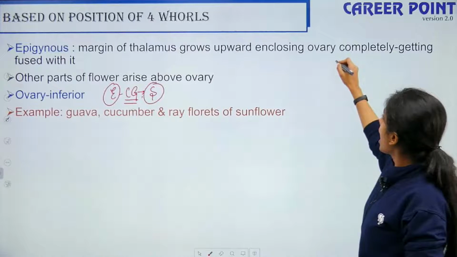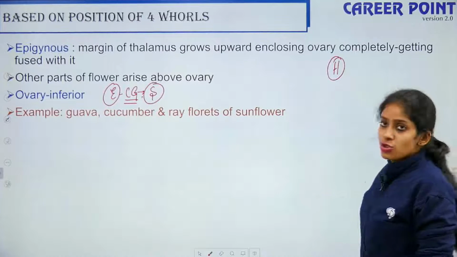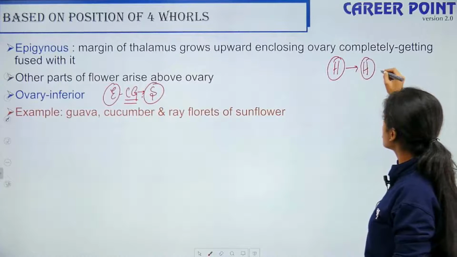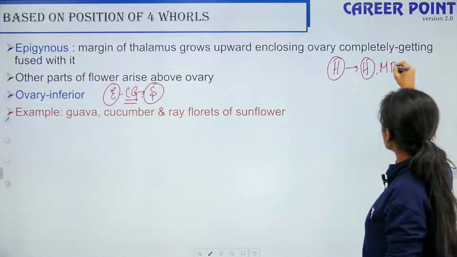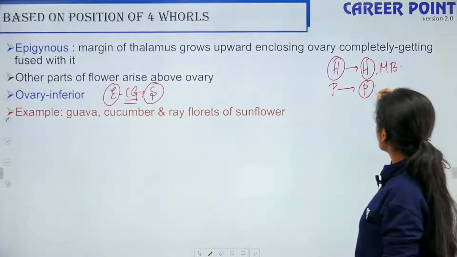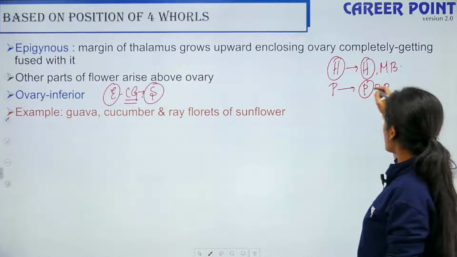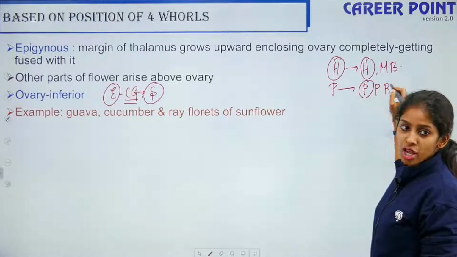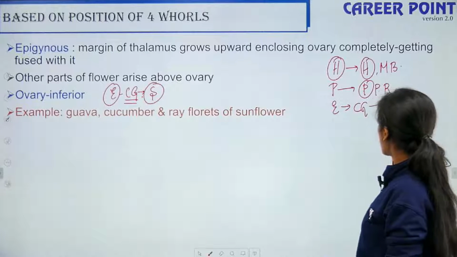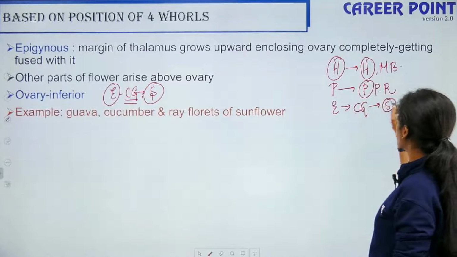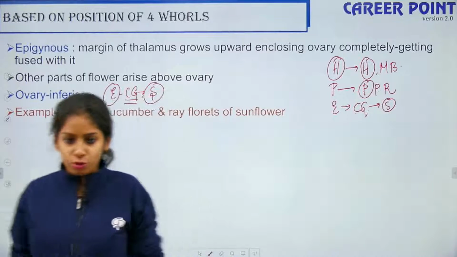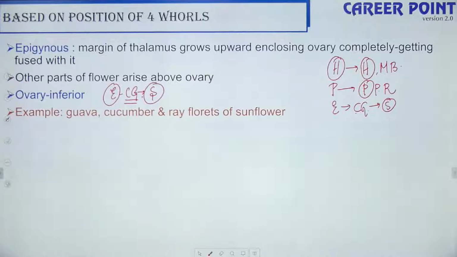Once again, hypogynous: the H starts with the example hibiscus, which is known as China rose. Then you have mustard and brinjal. The perigynous examples start with P, so it is PPR: plum, peach and rose. Then you have your epigynous: ECG for person S. Guava, cucumber and ray florets of sunflower. This is based on the position. Done? Yes? Shall I move forward?